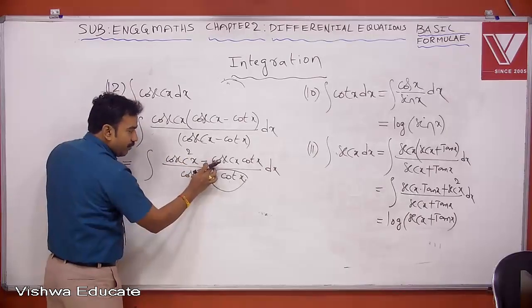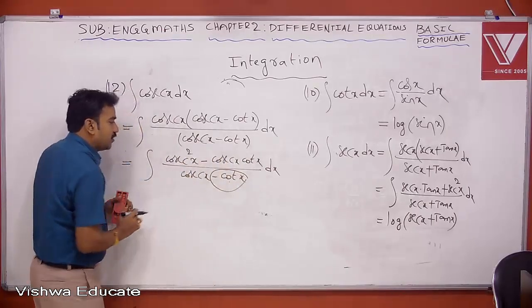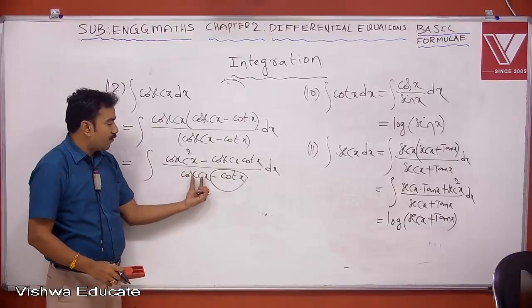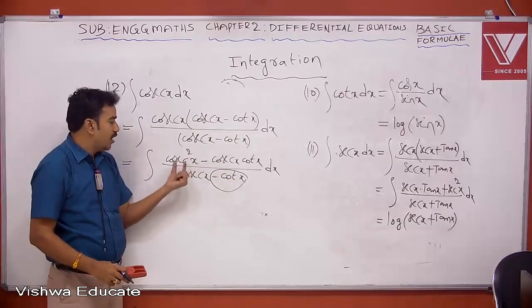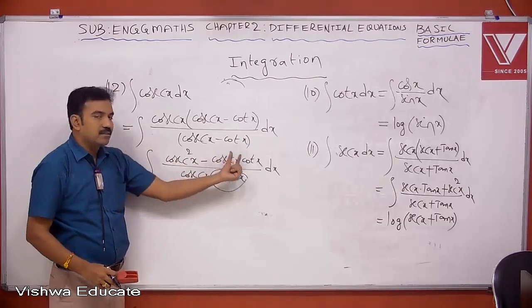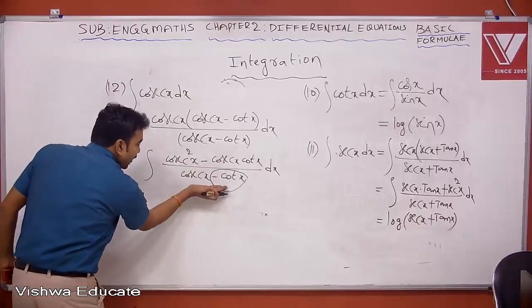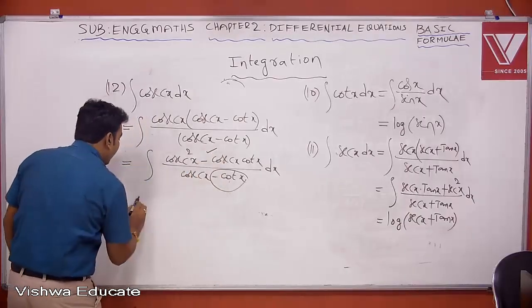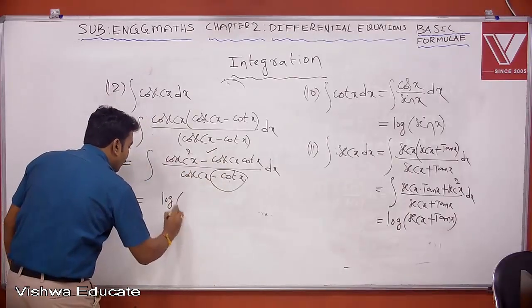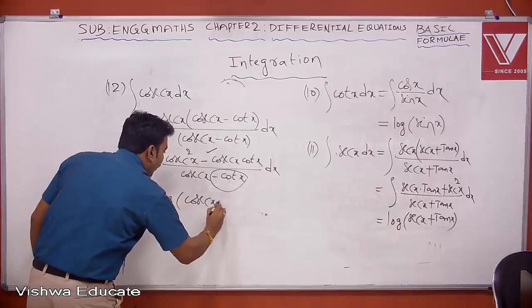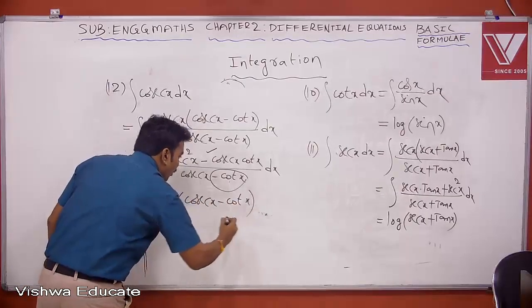Cosecant x derivative is minus cosecant x into cot x. Therefore, the derivative of cosecant x minus cot x is cosecant square x minus cosecant x into cot x. So, its derivative is directly in the numerator part. Therefore, according to formula number 6, this is log of cosecant x minus cot x.